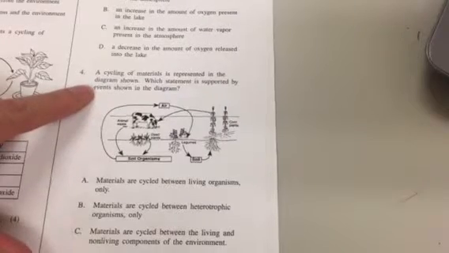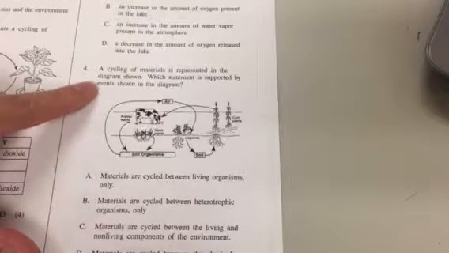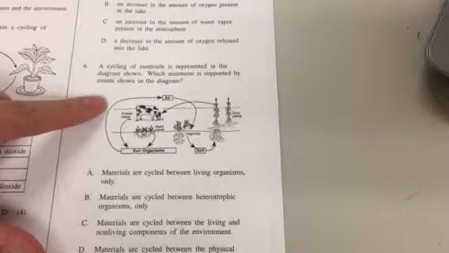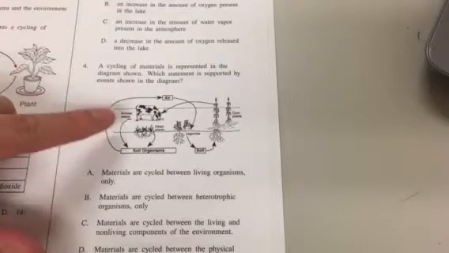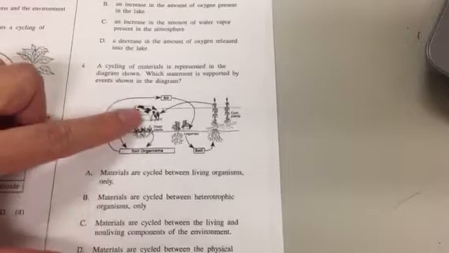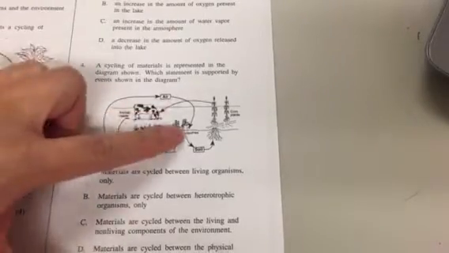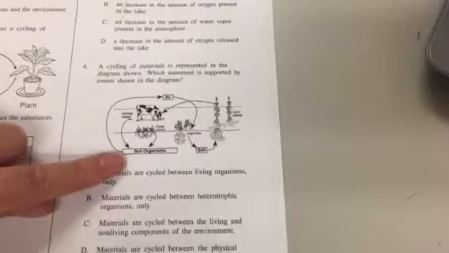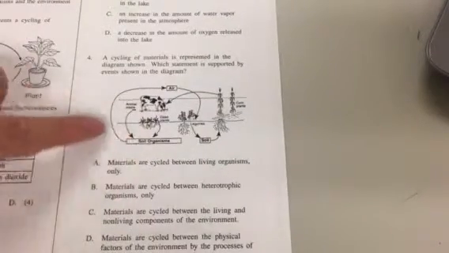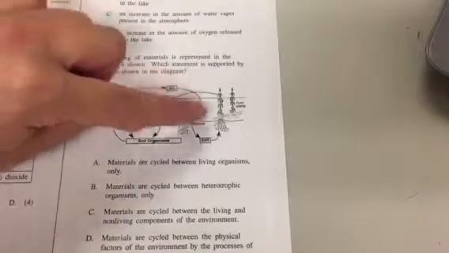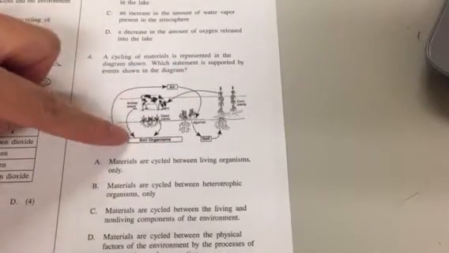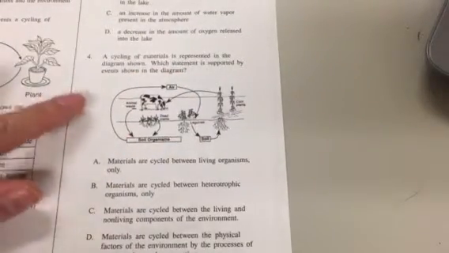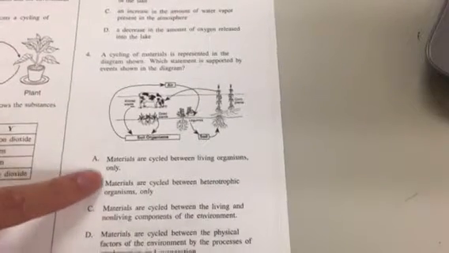Number 4, a cycling of materials is represented in the diagram shown. Which statement is supported by events shown in the diagram? All right, so we've got a picture of a cow and legumes and soil and corn and organisms that live in the soil. And then they show something being released into the air and animal waste. So what is supported by that diagram?